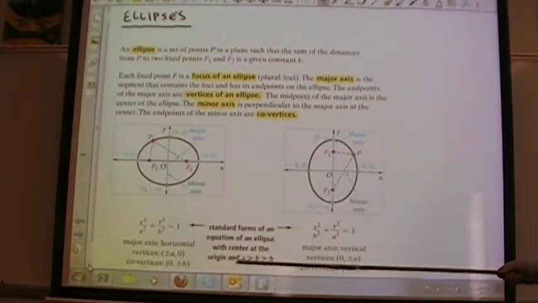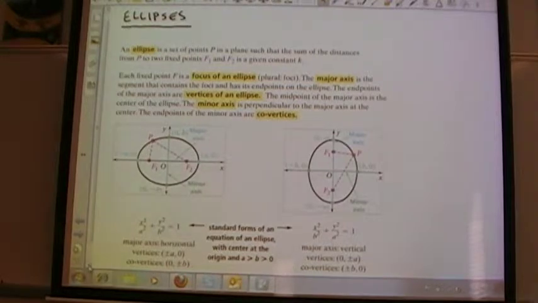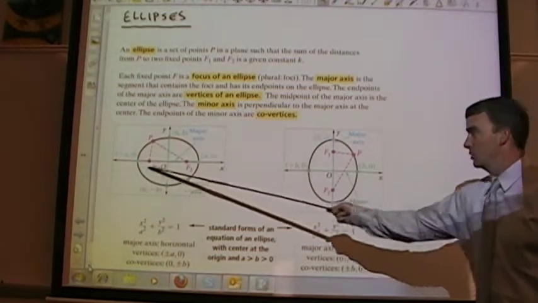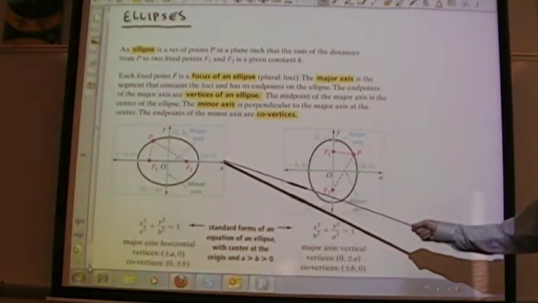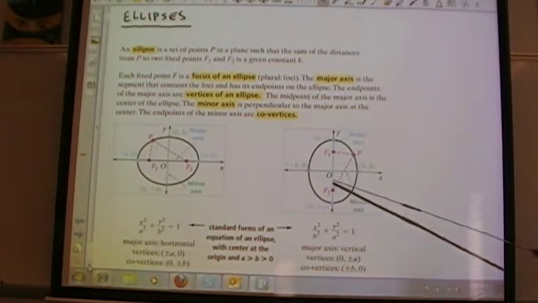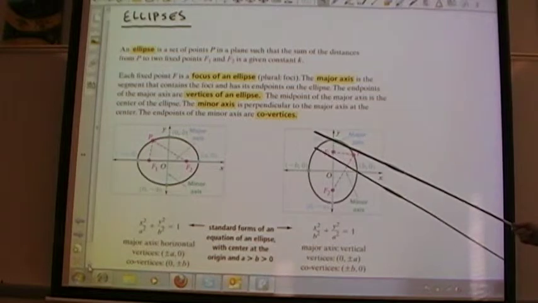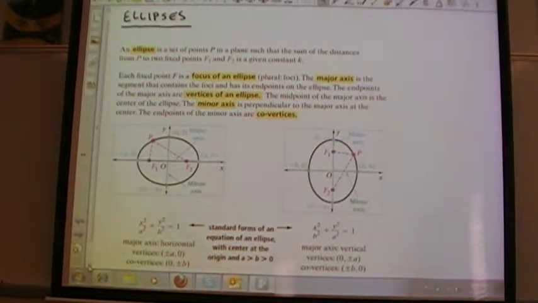Major axis is the longer of the two. Very simple. So in this case, here's your major axis. You can tell that's longer. It's the horizontal axis. Here, the major axis is the vertical axis. The minor axis is the smaller of the two.